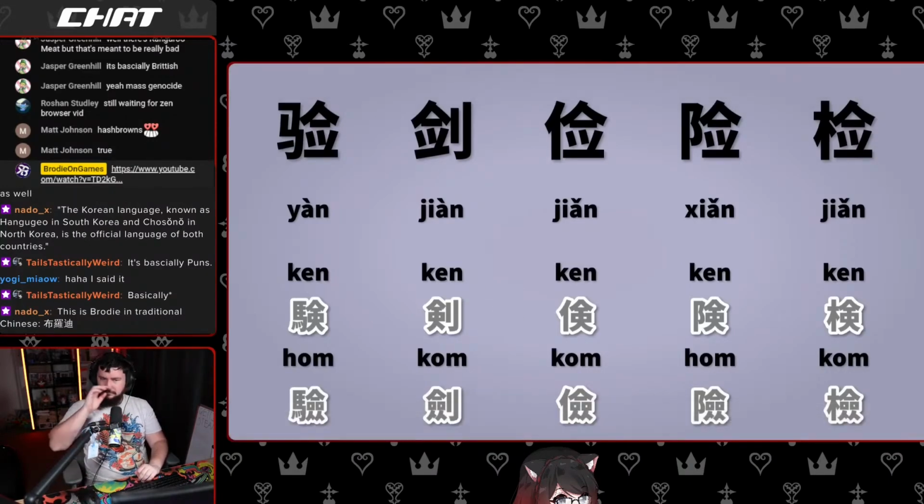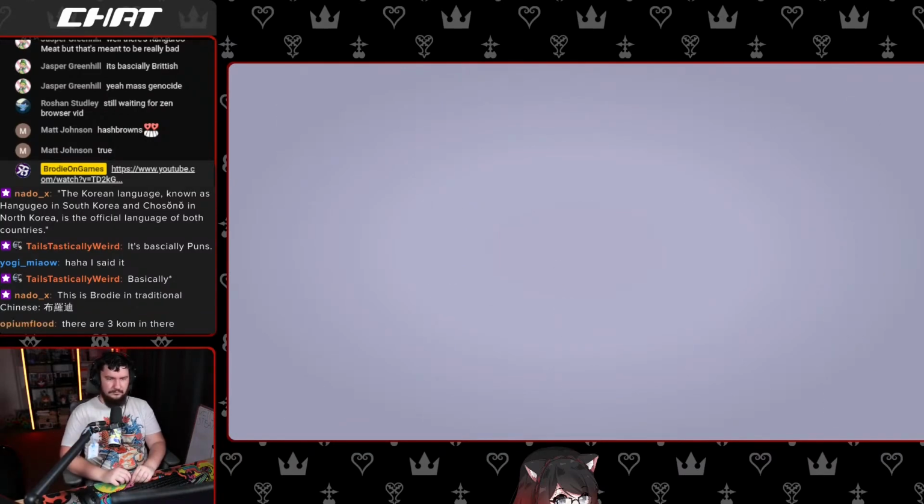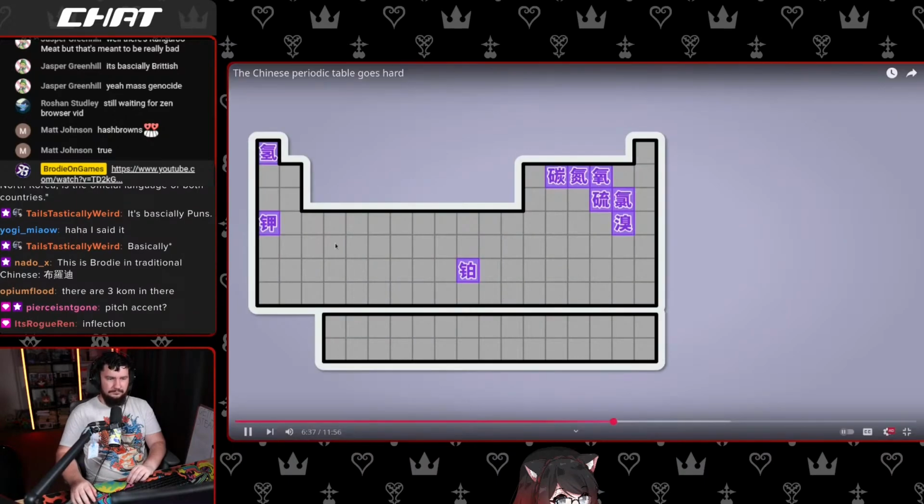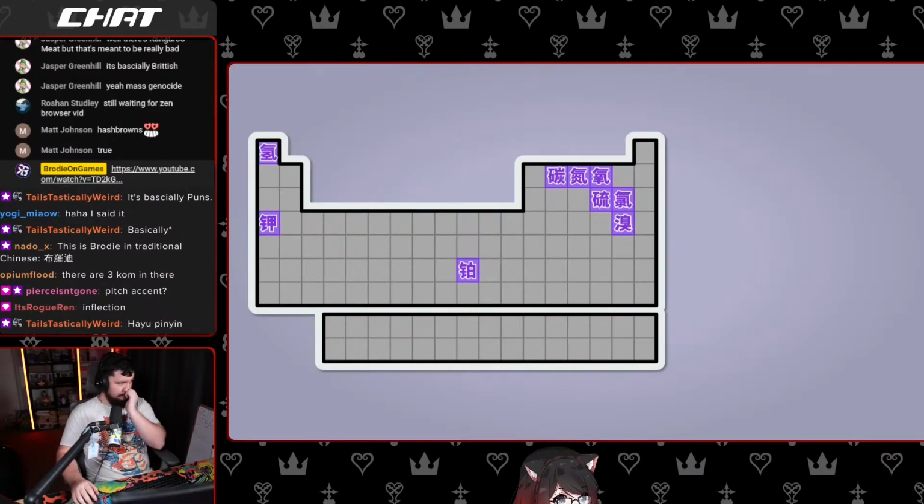In fact, every single character on the Chinese periodic table belongs to this category. In addition, about 10 of them simultaneously belong to the conjoined meaning category. We'll take a look at them in a second.